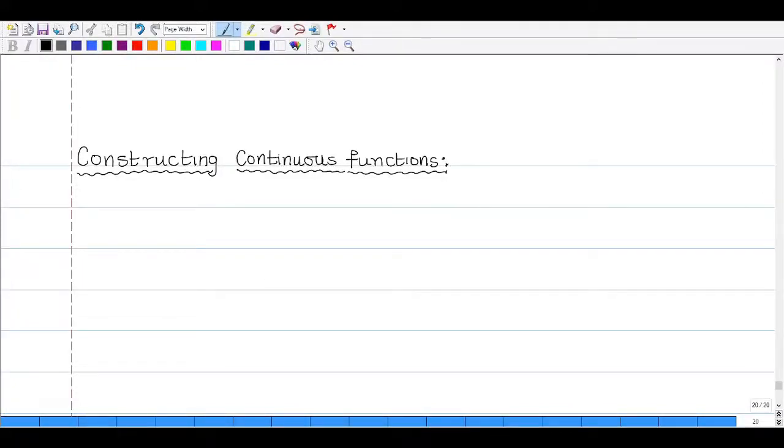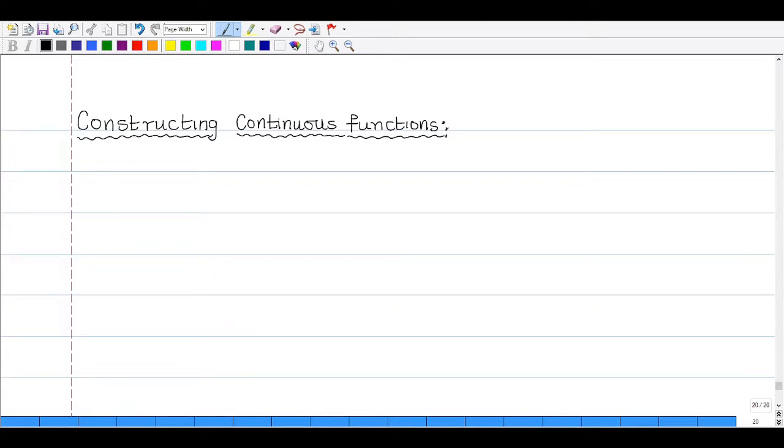Dear viewers, in this video let us discuss how to construct new continuous functions from the old ones. கொடுத்திருக்கிற continuous functionsல இருந்து வேற புது continuous functions எப்படி generate பண்றது அப்படிங்கறத நம்ம பாப்போம் in a topological space. So let me recall some basic definitions.